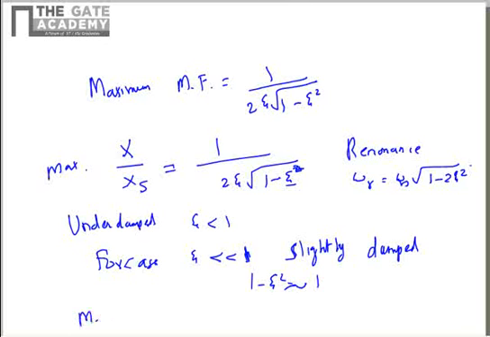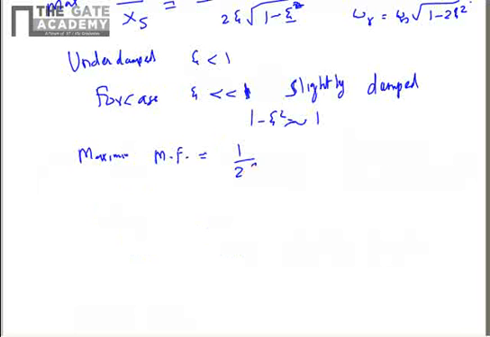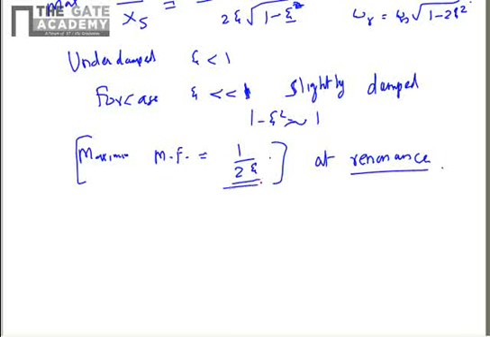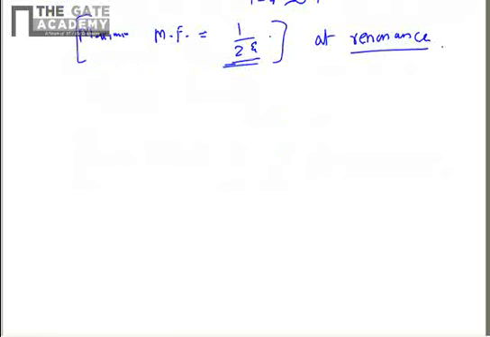So you get the maximum magnification factor as equal to 1 by 2Z. It's a simple formula that you should remember at resonance. The omega is fixed for a given mechanical system, and the maximum magnification can reach up to this value. Just divide 1 by 2 xi, the damping ratio.